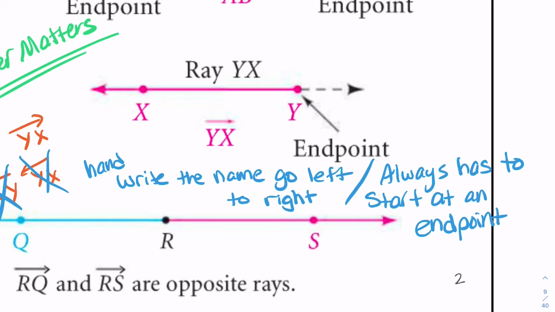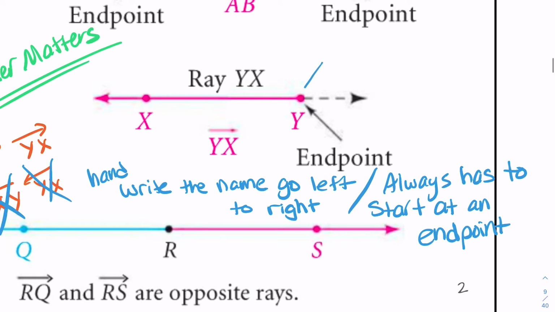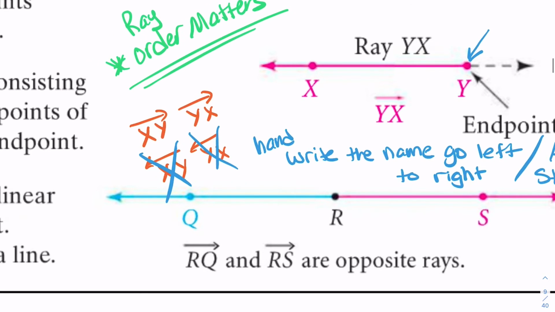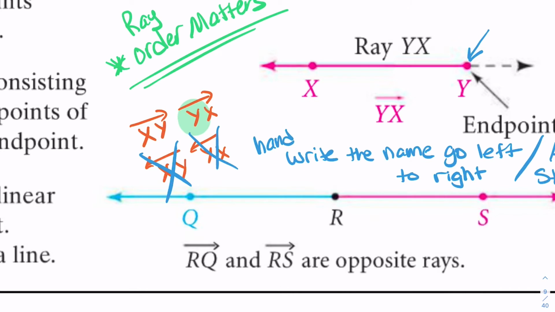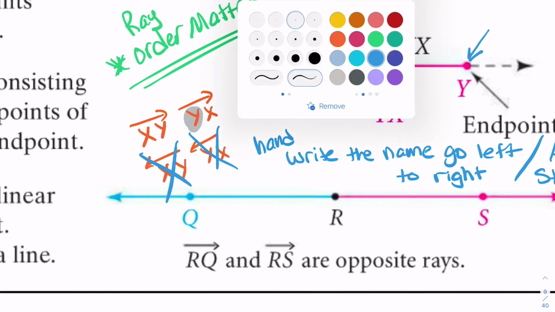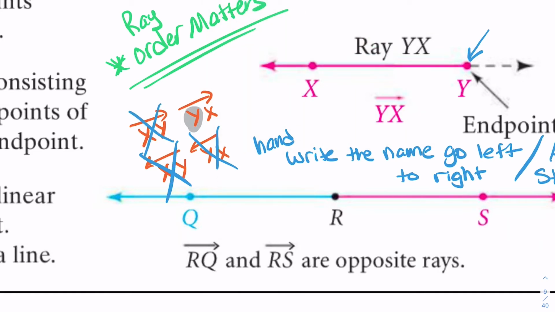So it always has to start at an endpoint. In this case, the endpoint is Y. So Y is the first letter that we're going to use. That's what you're going to start with. So the answer to this is no, you cannot do any of those. The only one you're allowed to do is YX and write it from left to right.